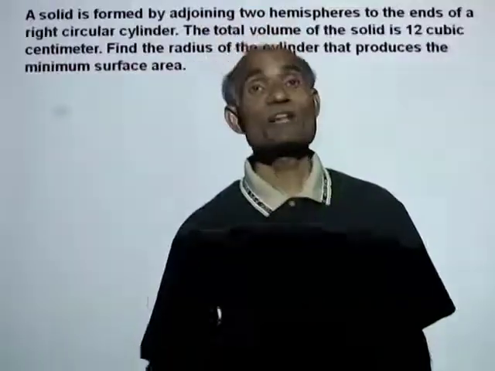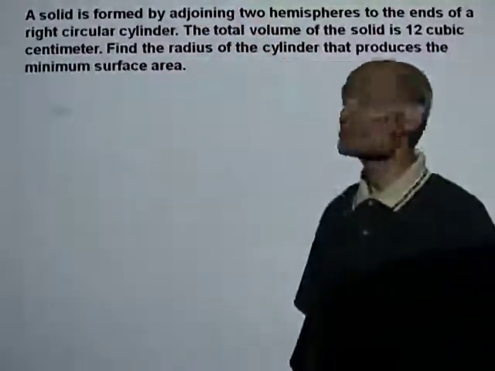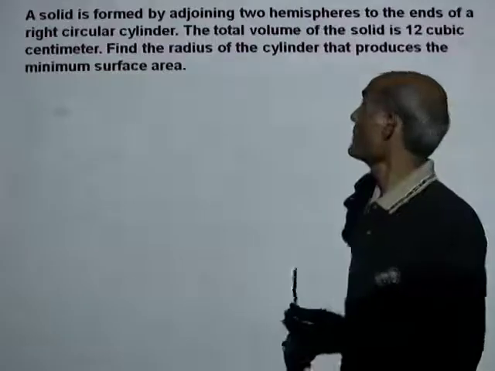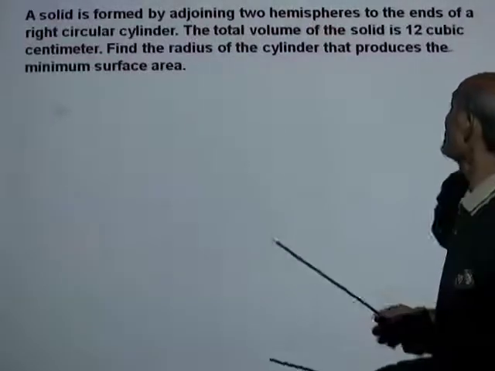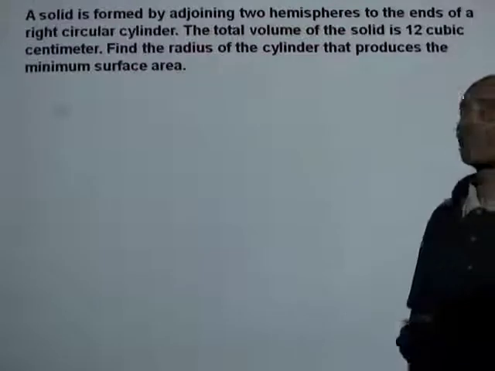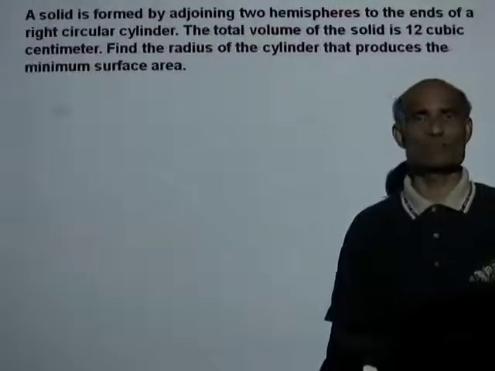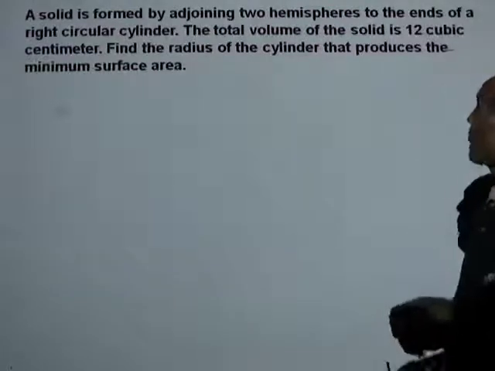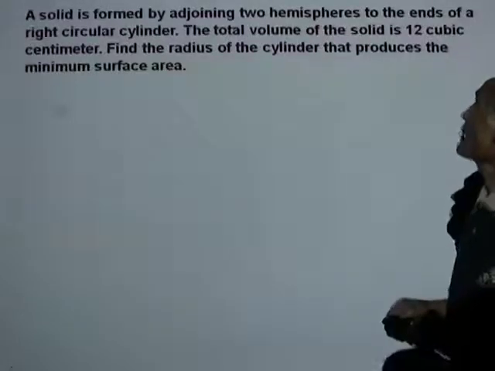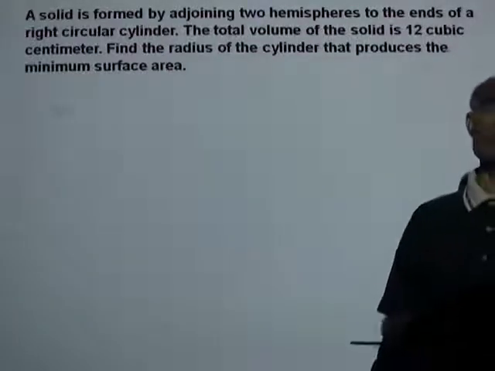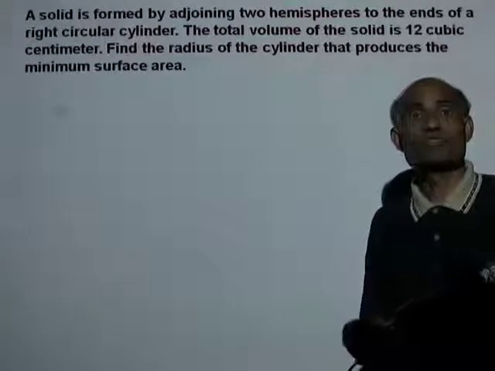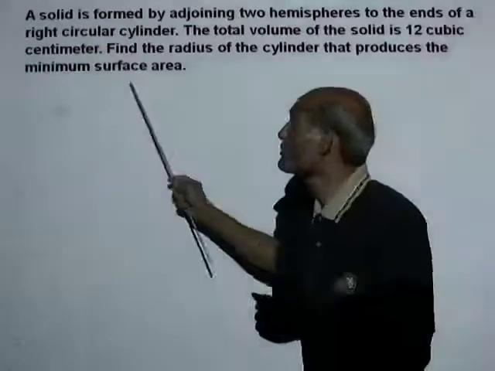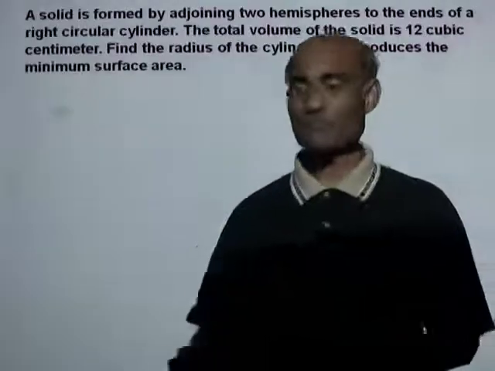All right, let's try another one. A solid is formed by adjoining two hemispheres to the ends of a right circular cylinder. The total volume of the solid is 12 cubic centimeters. Find the radius of the cylinder that produces the minimum surface area.